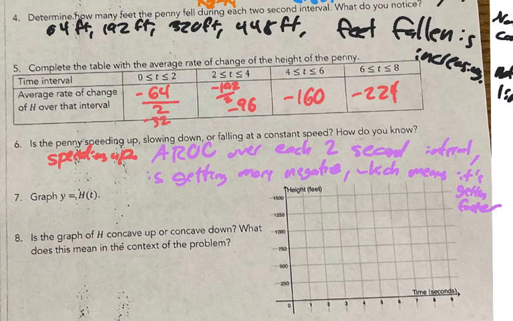Next is graph h of t. So we kind of already seen this. We've got 0, 1250. What's another point? 2, 1186, which is here. 4, 994, which is here. My 1186 is terrible, by the way. 1186 would be like here.